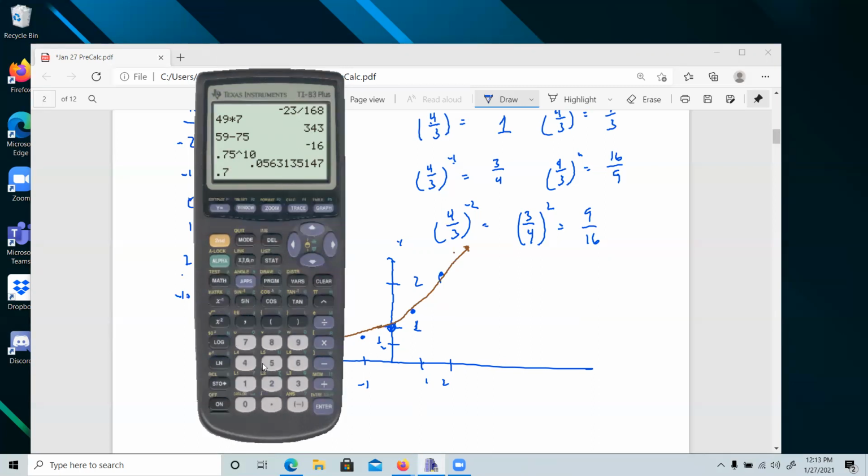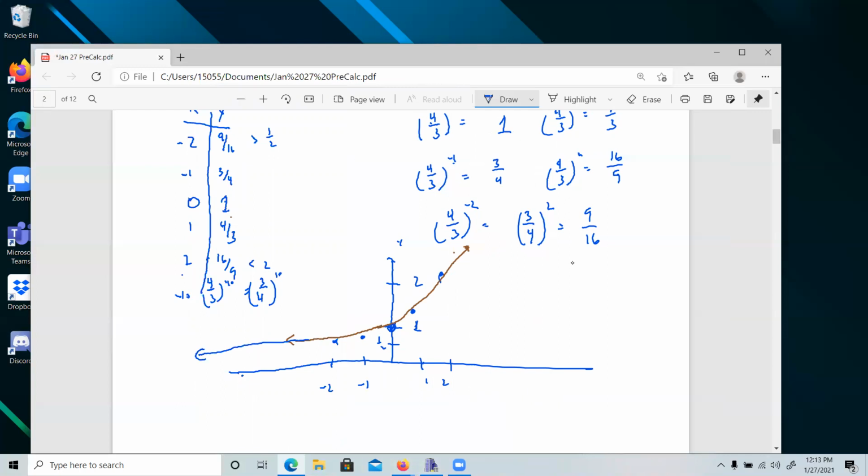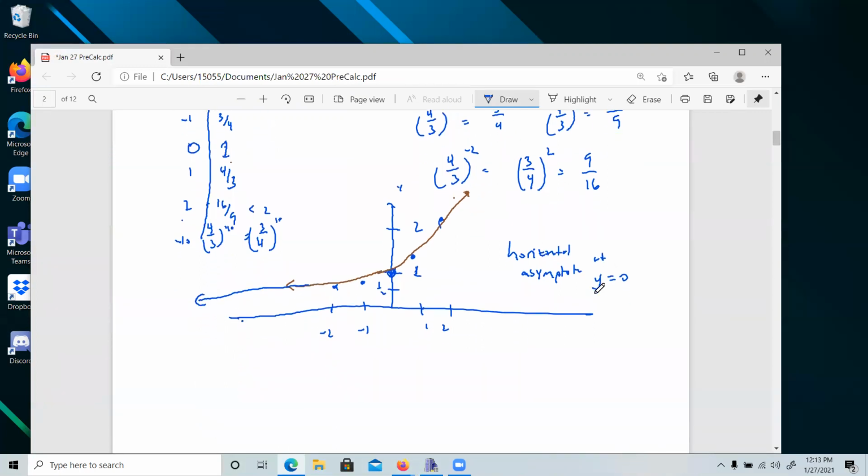How about if we do 0.75 raised to the 100th? I put in a negative 100. What do we end up with? Oh, that's pretty small. A lot of zeros there. So what's going to happen is this is just going to get smaller and smaller, and it's never going to quite hit 0. So we have a horizontal asymptote at y equals 0 with this function. Horizontal asymptote at y equals 0.